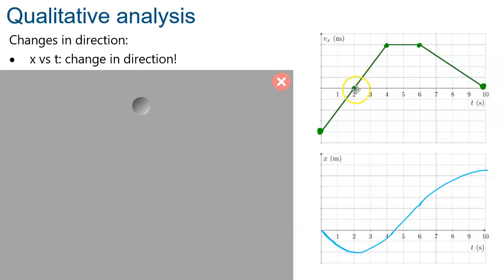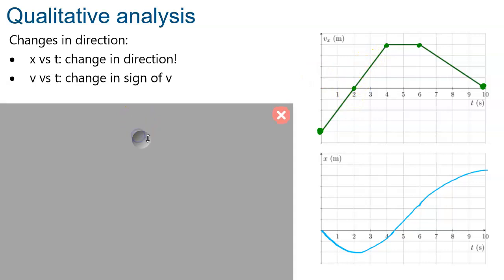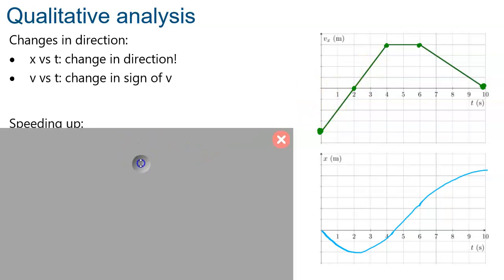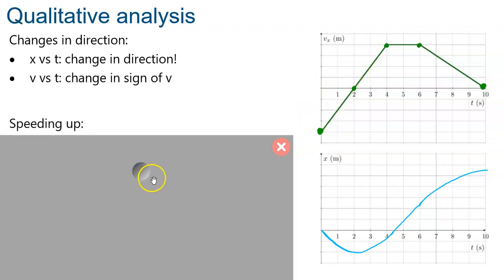On the velocity graph though, you see that 2 seconds is when the velocity goes from being negative to becoming positive. So change in direction on velocity versus time graph will occur when you have a change of sign in the velocity. The other aspect that we often discuss is speeding up and slowing down.